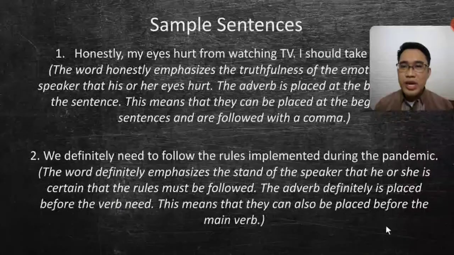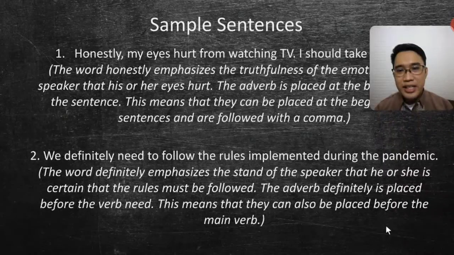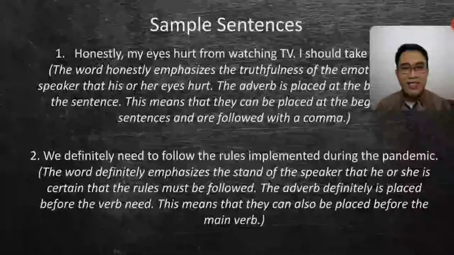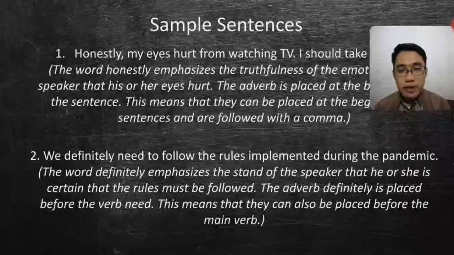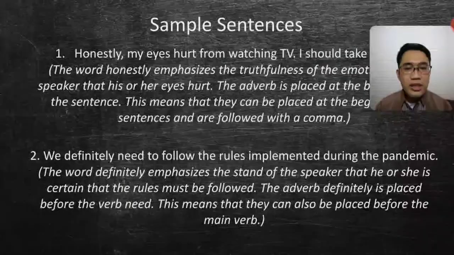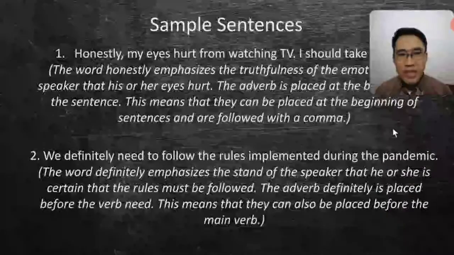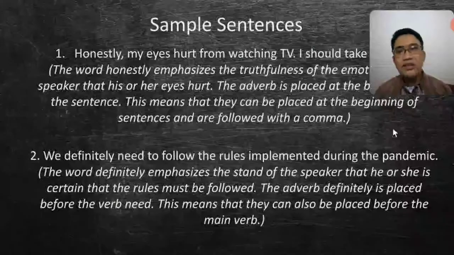Another sample sentence we have: we definitely need to follow the rules implemented during the pandemic. What is our adverb of opinion here? Yes, the word definitely. It emphasizes the stand of the speaker, that he or she is certain that the rules must be followed. The adverb definitely is placed before the verb need, so this means that they can also be placed before the main verb. Once again, where can we place our adverbs of opinion? At the beginning of sentences, followed by a comma, or we can also place them before the main verb.